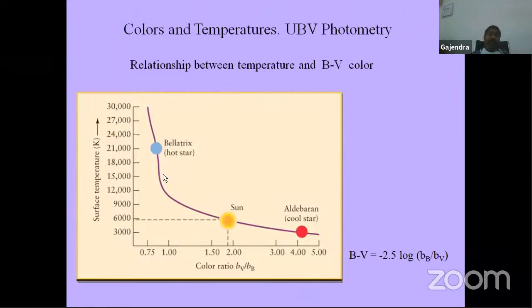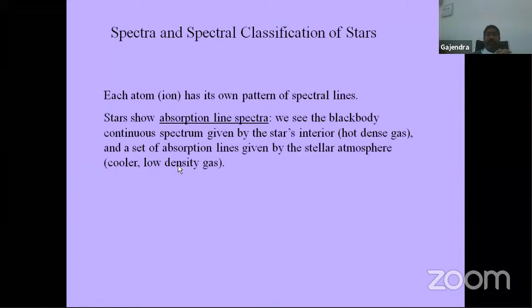If you look at the curve, measuring the flux ratio of V to B for a hot star would give you a lot of errors because the curve is very steep. Small errors in estimating your V to B flux ratio would give you large errors because of the steepness of this curve. But as you go to the right side of the curve, which is flat, the flux ratio would give you less errors. So your determination of temperature would be better, in the sense of less errors, compared to a hot star. So this is a simple way of determining the temperature of a star.